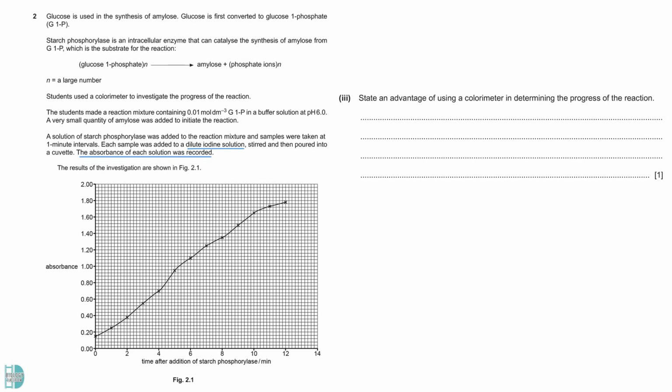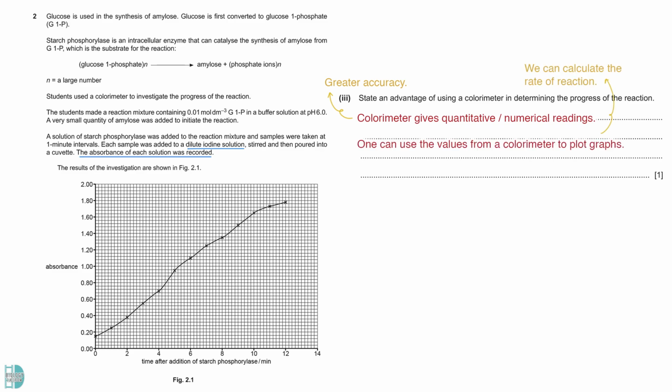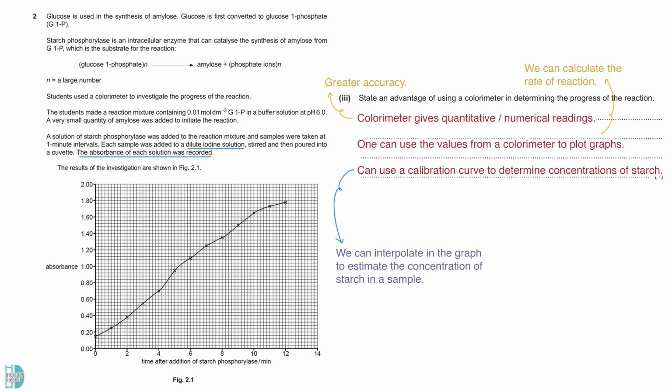3. State an advantage of using a colorimeter in determining the progress of the reaction. The colorimeter gives quantitative or numerical results. This provides greater accuracy. These readings can be used to plot graphs. It is used for the calculation of the rate of the reaction. The numerical data also allows the use of a calibration curve to determine the concentrations of starch. The student can interpolate to estimate the concentration of starch in a sample.